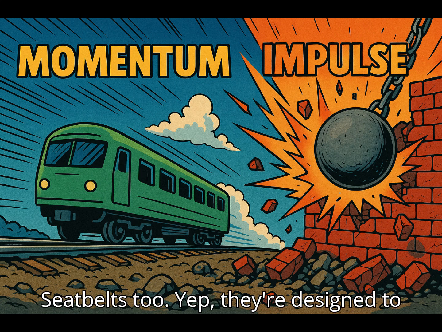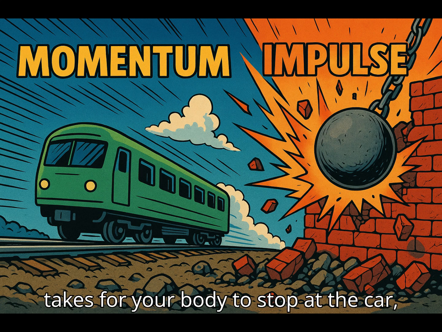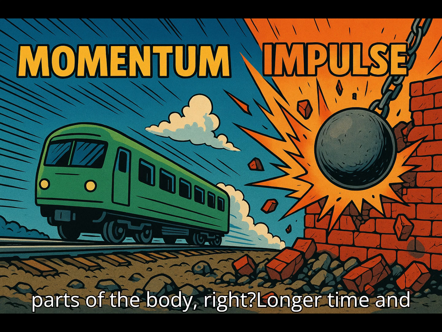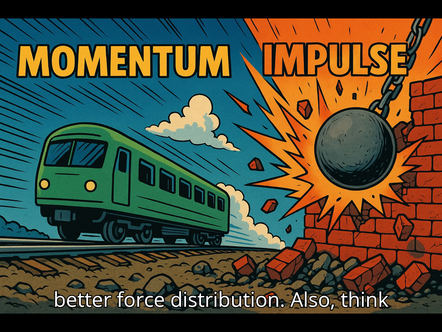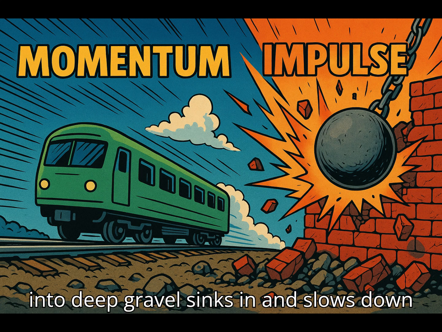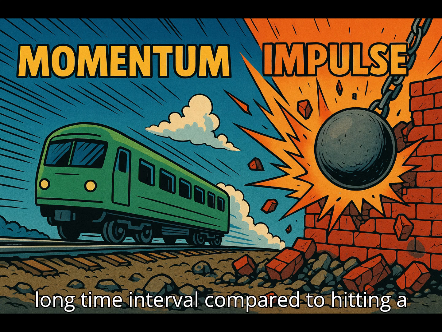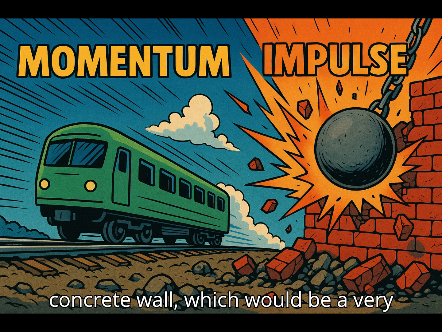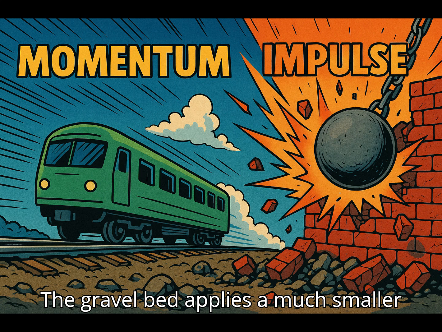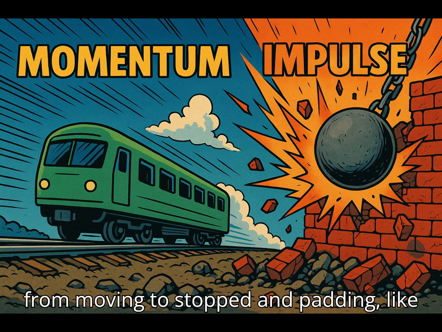Seatbelts too? Yep. They're designed to stretch slightly under load. That little bit of stretch increases the time it takes for your body to stop with the car. And they spread the force across stronger parts of the body. Right. Longer time and better force distribution. Also, think about arrestor beds. Those gravel pits for runaway trucks. Yeah. A truck rolling into deep gravel sinks in and slows down over a considerable distance, meaning a long time interval. Compared to hitting a concrete wall, which would be a very short Δt. And a catastrophic force. The gravel bed applies a much smaller stopping force over a much longer time to achieve the same change in momentum from moving to stopped.